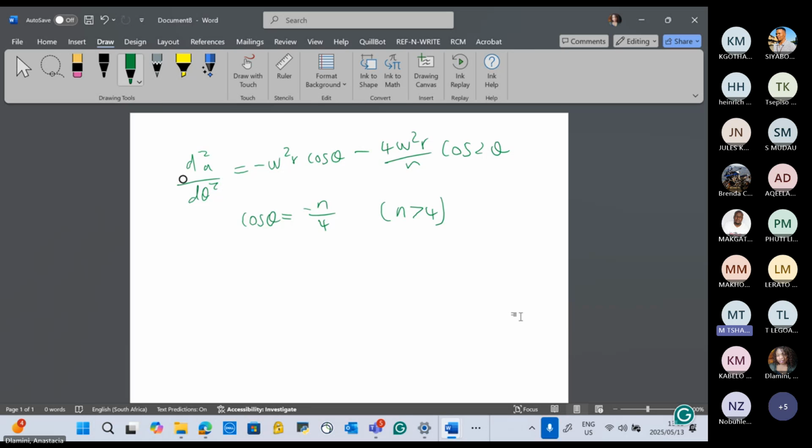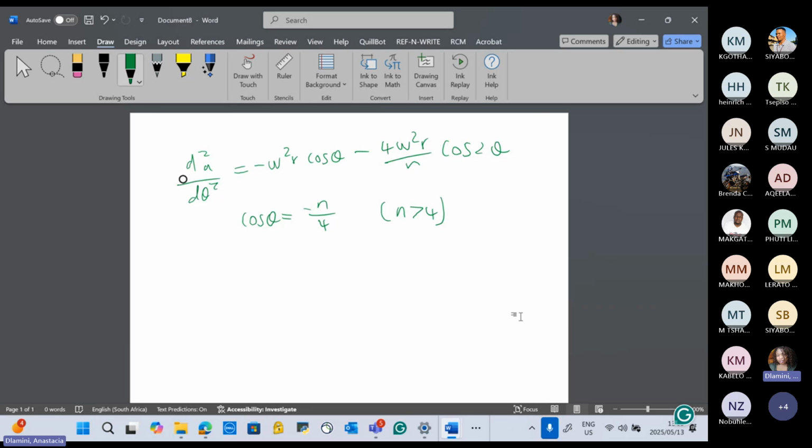Ma'am, what if we substitute values that are greater than 4? Maybe we take 5, 6, and 7, three of them, then try to find the value of theta there. We will not find the value of theta. Why? Ma'am, if we substitute it the way it is. Okay, let's start there. Why are we not going to find the value of theta?